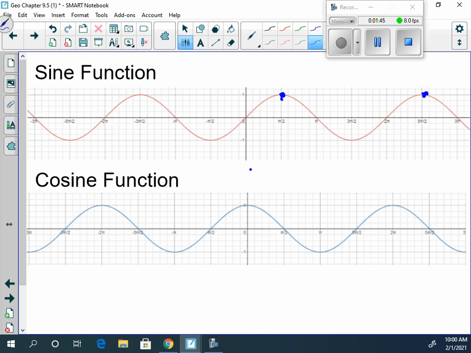And let's see if I can remember how to spell it. C-Y-C, L-I-C. Cyclic. These are cyclic functions, cyclical functions. And now you know a word with 3 C's in it.